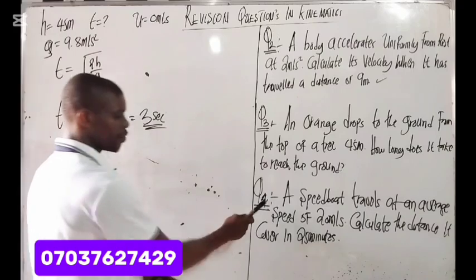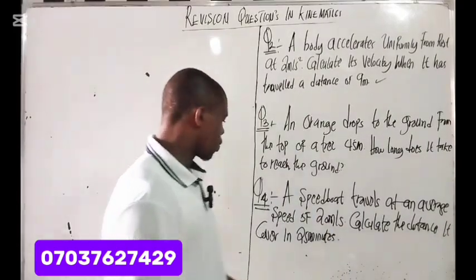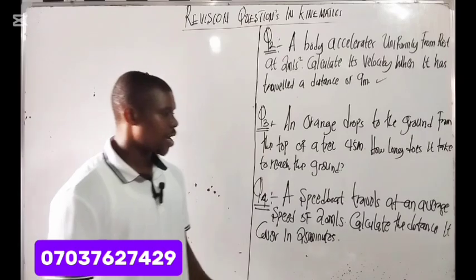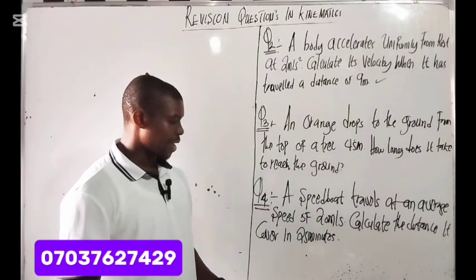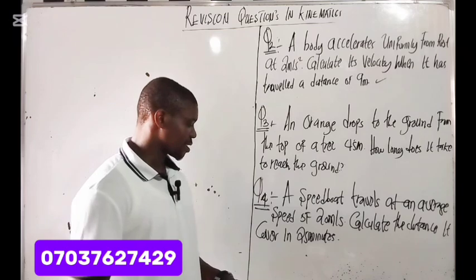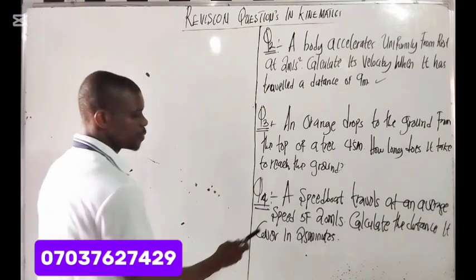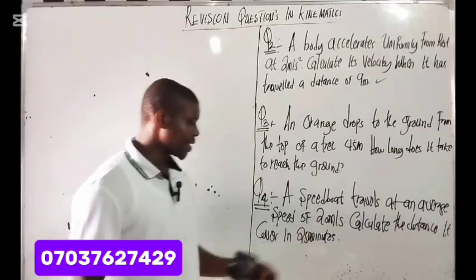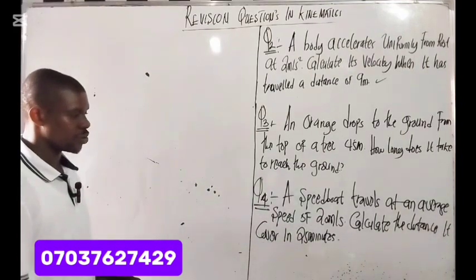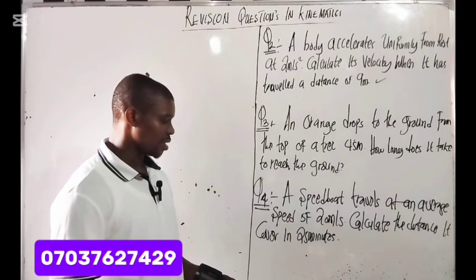So let's look at our question 4. A speedboat travels at an average speed of 20 meters per second. Calculate the distance it covers in 25 minutes. A speedboat travels at an average speed of 20 meters per second. What is the distance?